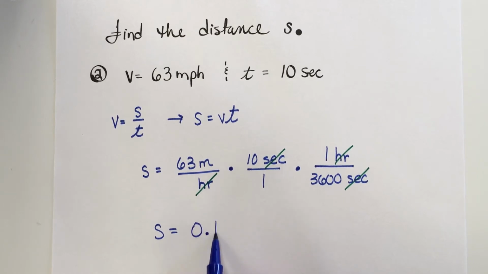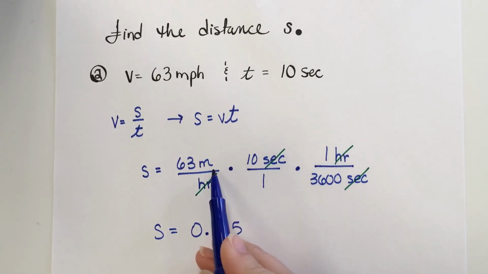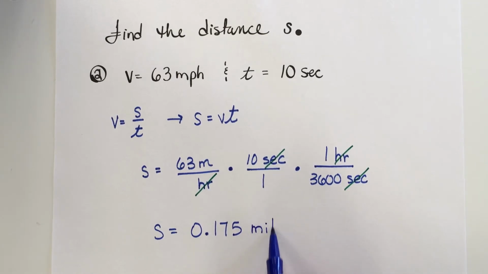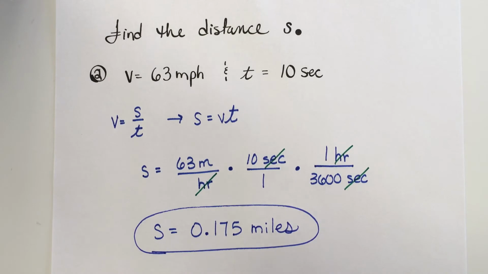and that's going to come out to be 0.175. And of course the only units that I have left up here is the miles. So this would be my answer. But S is just a distance. It's just a length, okay? So it's not going to have something per something in an answer for that.